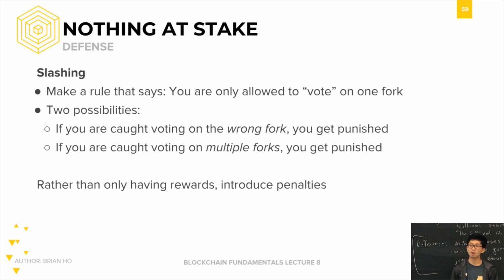If you get caught voting on multiple forks, so if you wanted to be clever and try to vote on both sides, then you also get punished. So rather than having just rewards in our blockchain system, we introduced penalties to disincentivize malicious behavior.